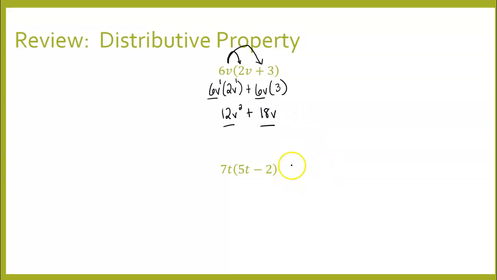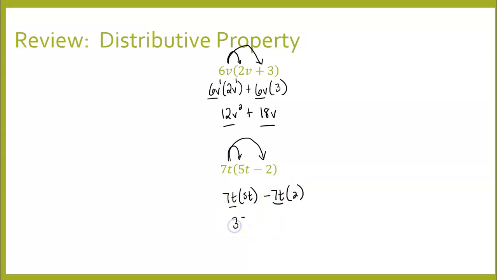Would you please try to solve this problem now? You should have distributed 7t times 5t and 7t times negative 2. So you're doing 7t times 5t minus 7t times 2. Again, notice the 7t gets multiplied twice because we're distributing.